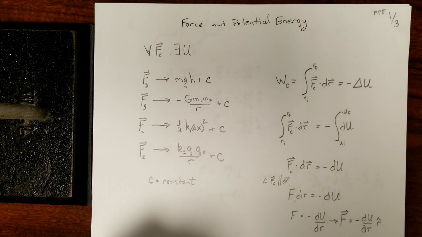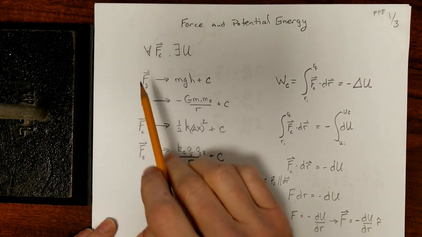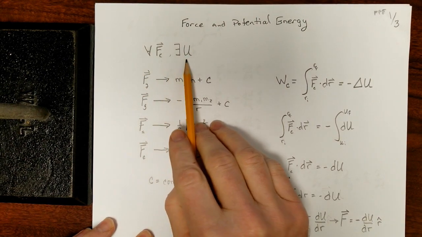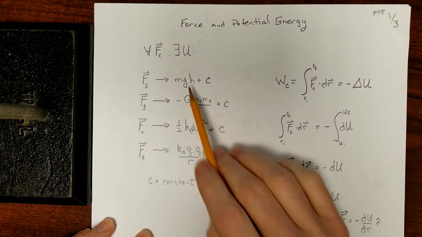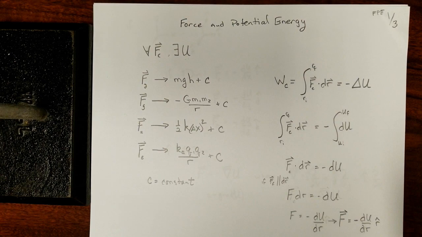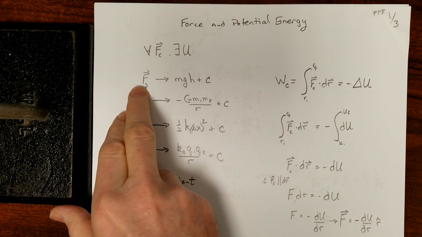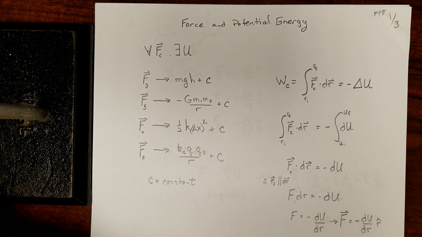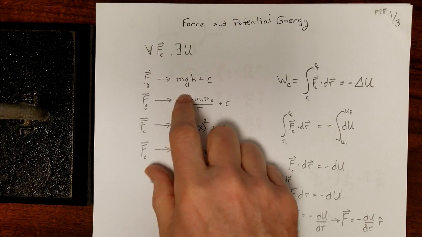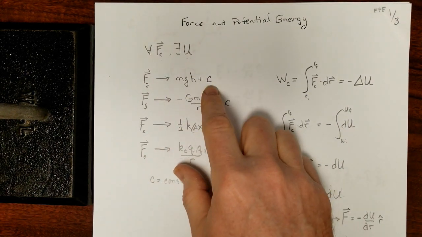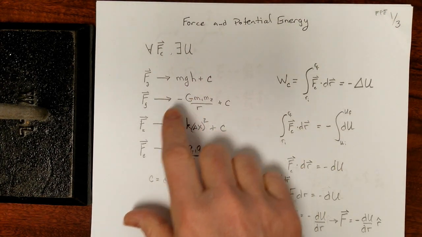Let's talk about force and potential energy. Using the shorthand notation, for every conservative force, there exists a potential energy formula, and I am using capital U for potential energy. So for example, if it's the gravitational force, assuming that the acceleration due to gravity is relatively constant, then we can use mgh plus some constant for the potential energy formula.